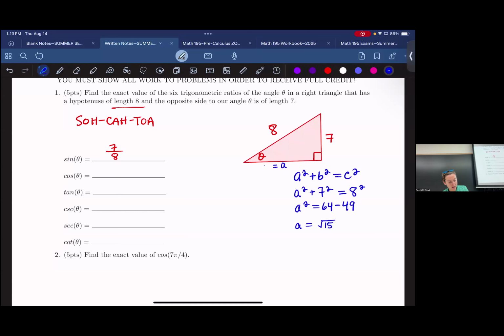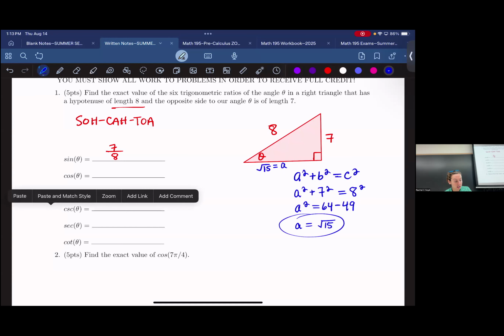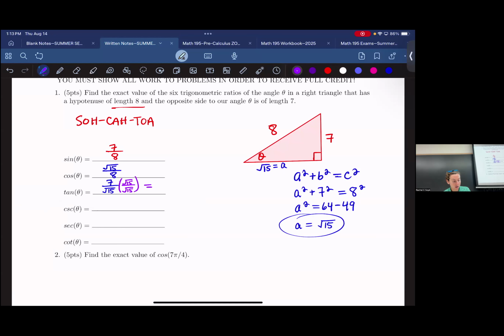Now that we know this adjacent side to our angle theta, we can figure out our cosine, which is adjacent, square root of 15 over our hypotenuse, 8. Our tangent is our opposite, which is 7 over our square root of 15. But we can never have square roots in the denominator, so you need to rationalize in order to get full credit. And so your answer should have been 7 square root of 15 over 15.